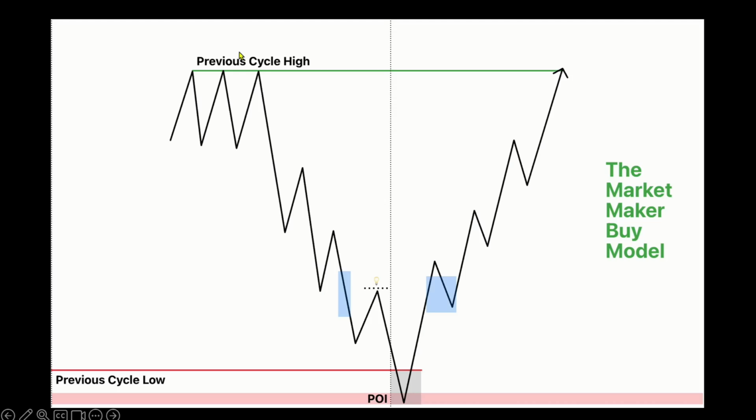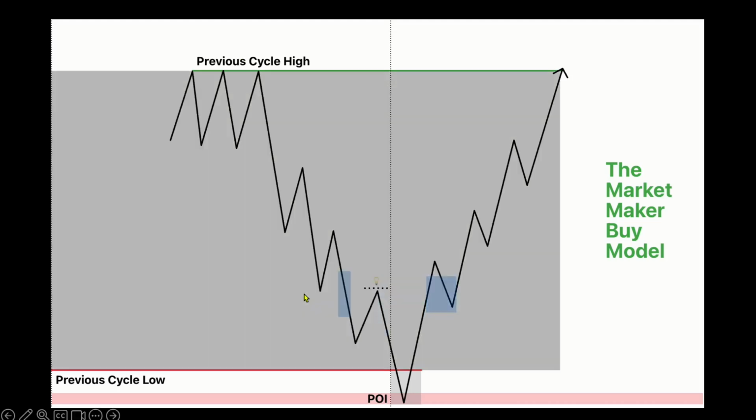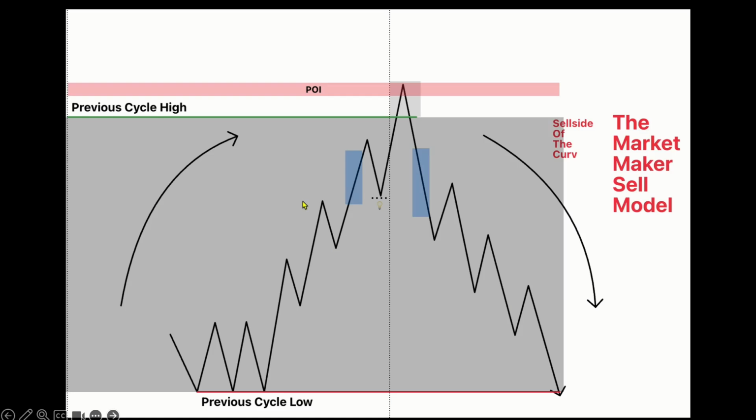That's something for you all to investigate. And it's of course the opposing for a market maker sell model. This is what the price range would look like. This whole gray box is the price range of the previous cycle. If we take a look at the market maker sell model, we can see the following.